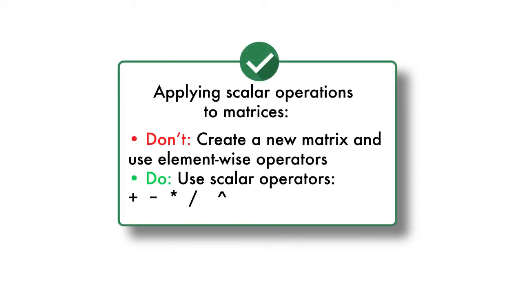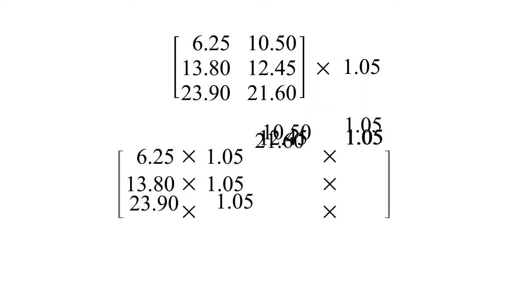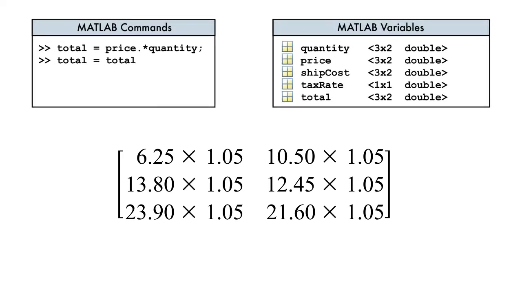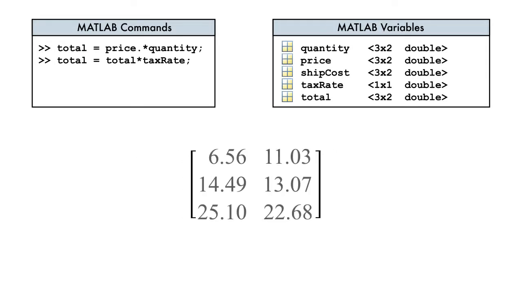Fortunately, when applying a scalar operation to an entire matrix, we can use the corresponding scalar operator, and the operation is automatically applied to each element of the matrix, like so. Let's update the total matrix by multiplying it by the tax rate.